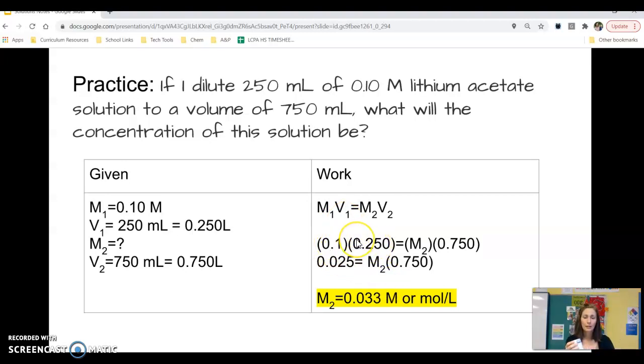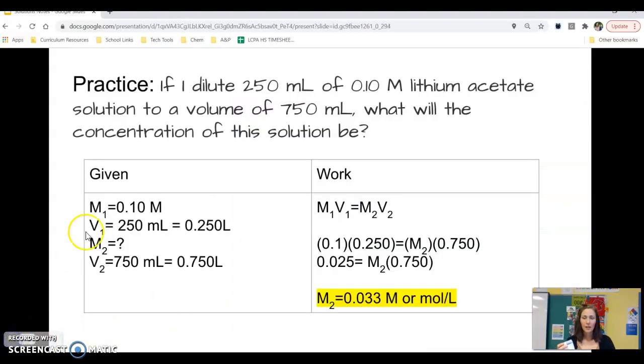You can combine your left side of the equation here to get 0.025. You then can divide by 0.75 to get 0.033 molar. And so we use the term molar when we're talking about this unit. It should make sense that this number is smaller than the molarity we started with because I added more water. I diluted my solution, so it should be less concentrated. And remember, molarity is a measure of that concentration.